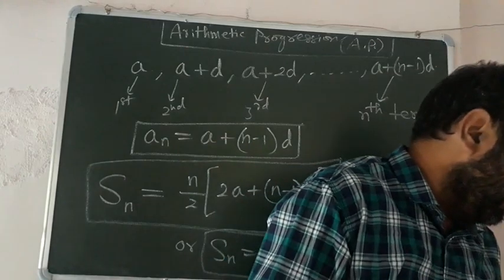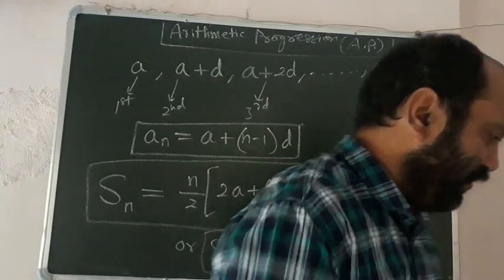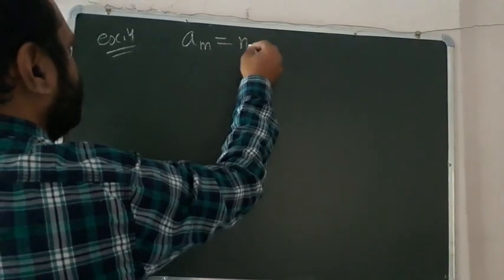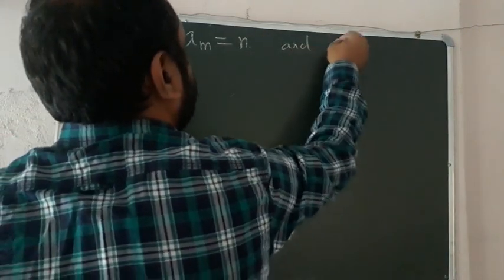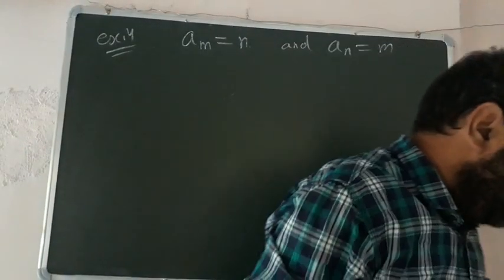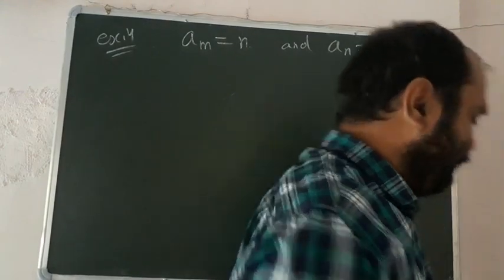So the example number 4, which you have done in your previous 10th class. This topic is very easy to understand. So let us do example number 4. The example is: in an AP, if the mth term is n and the nth term is m, where m is not equal to n, find the pth term.